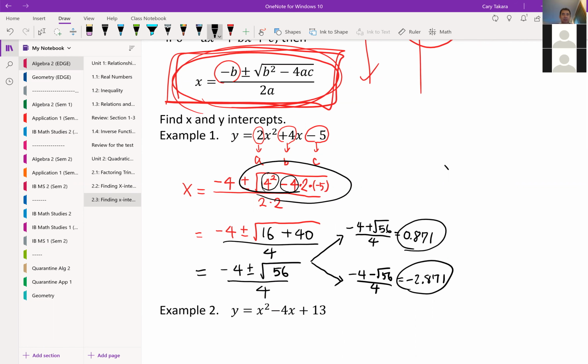And then the y-intercept. So this is the x-intercept. What is the y-intercept, guys? Everybody tell me, what's the y-intercept going to be? The y-intercept is going to be -5. It's this last number, isn't it? You guys remember that from yesterday?